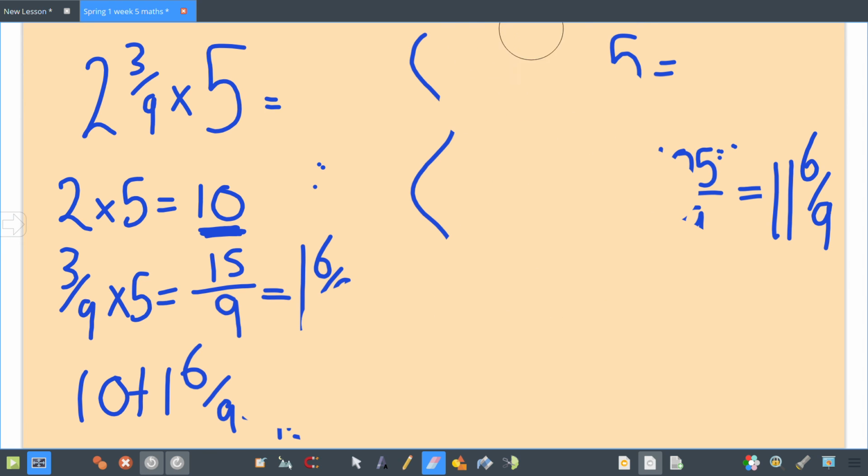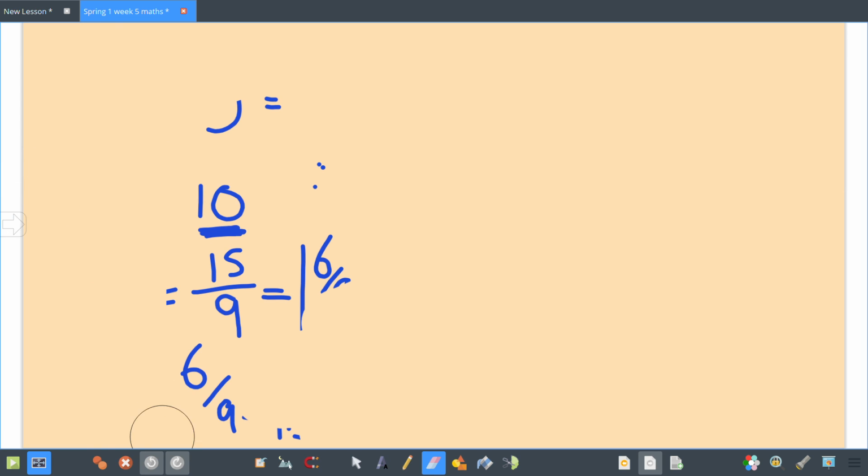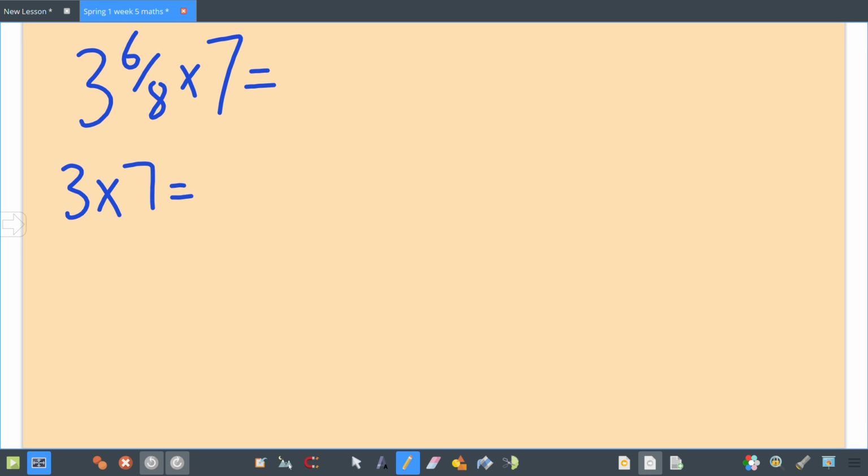Let's have a look at another question just to keep it fresh in your brain. Okay, right, let's have a look. We'll have 3 6/8 multiplied by 7. So I'm going to do it the partition way first. So 3 times 7 equals 21. That's part of my answer.